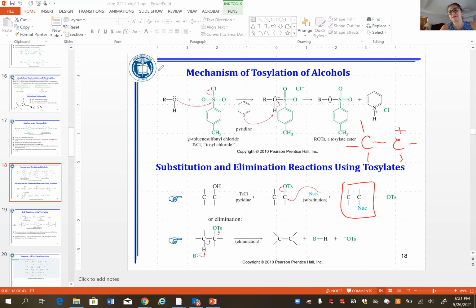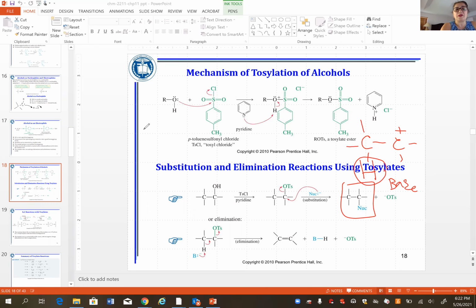A strong base favors elimination. A strong nucleophile favors substitution, but a strong base would favor elimination. In order for elimination to take place, when you have a hydrogen here, you have to bring a base to remove the hydrogen.